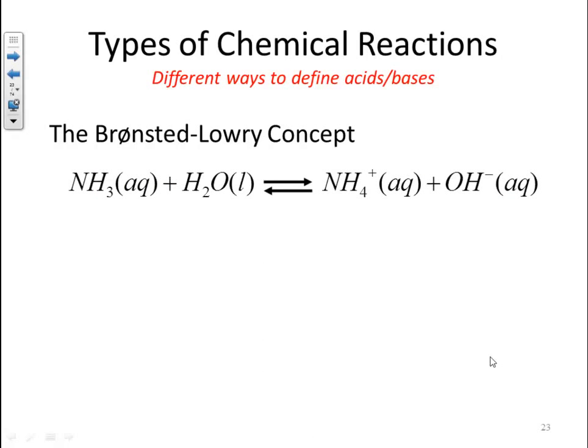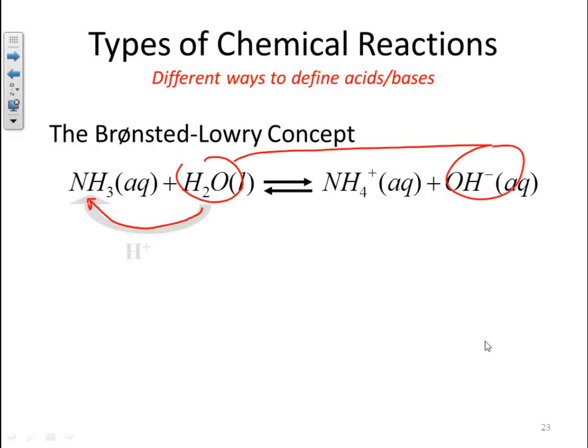Let's go back to that original example we did with the Arrhenius definition, where we said ammonia was a base because it was giving up OH-. Let's look at the Brønsted-Lowry concept and see if we come up with the same conclusion. We see in this reaction that a hydrogen is coming from a water molecule to the NH3. You can see that because on the product side, H2O is now OH-. It has lost a proton. And we see that NH3 is now NH4+. It gained a proton, H+.